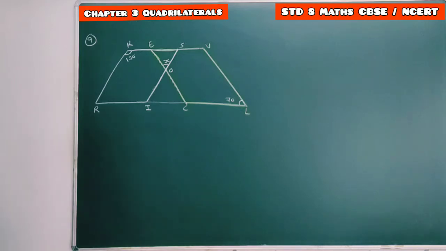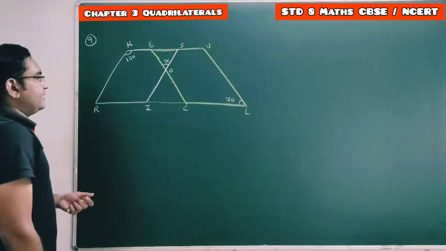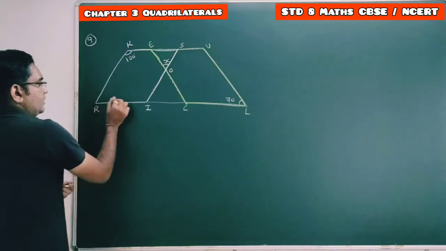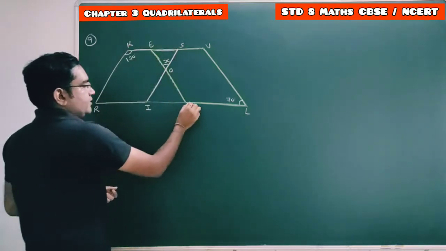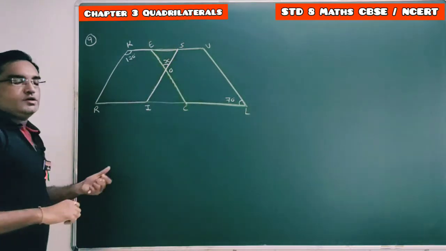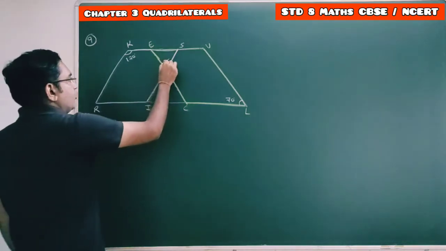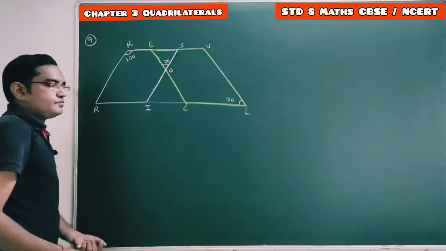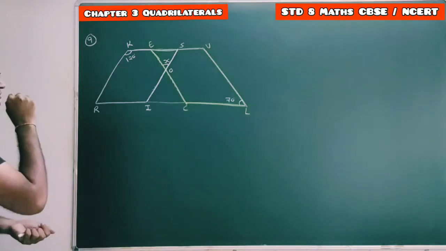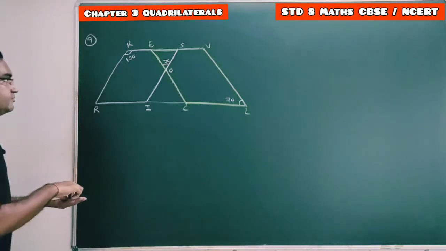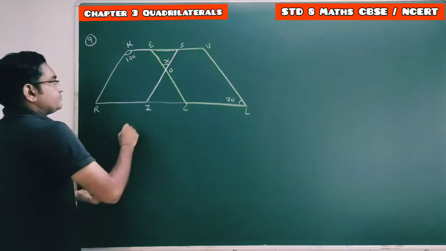Okay friends, now question number 9. So in this diagram, parallelograms RISK and CLUE are given. So these are the two parallelograms, a combination of two parallelograms. Find the value of this unknown x. So here you have to find the value of unknown x.